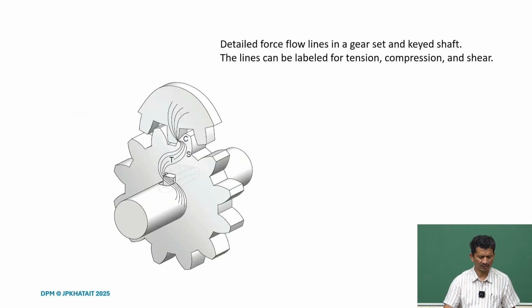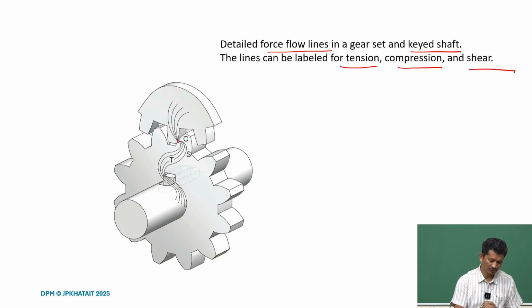So, this is one example, the gear teeth. So, detailed force flow lines in a gear set and even the keyed shaft and tension compressions here. So, you can see it is all converging. So, here contact, so compression. All lines now converging here, then again at the gear tooth you have shear load, here compression, and again there is a tension, again coming to the keys here. So, shear load and then passing to the shaft.